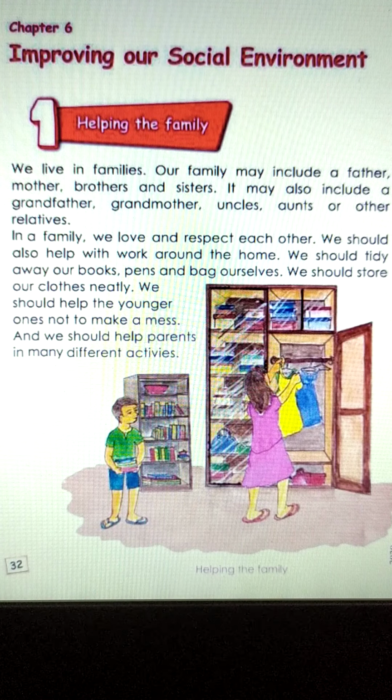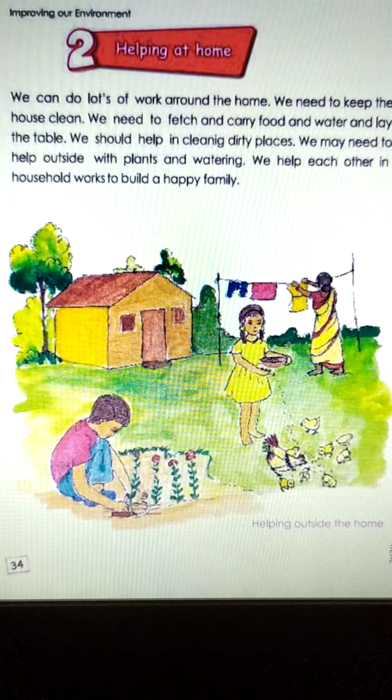Spelling number 3, respect, R-E-S-P-E-C-T. Now go to page number 34. From page number 34, spelling number 4 is around, A-R-R-O-U-N-D, around. Spelling number 5, household, H-O-U-S-E, house, H-O-L-D, hold, household. Now go to page number 36.